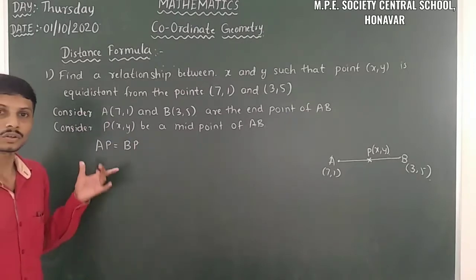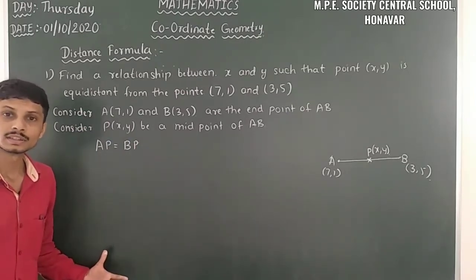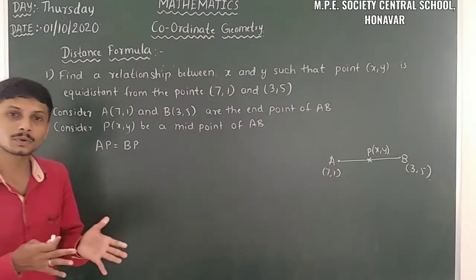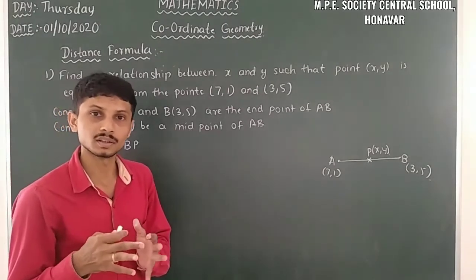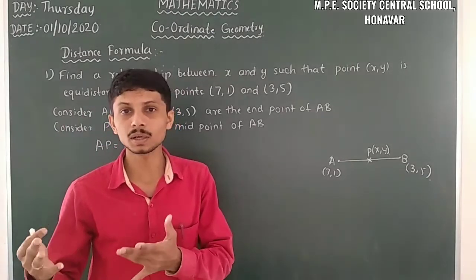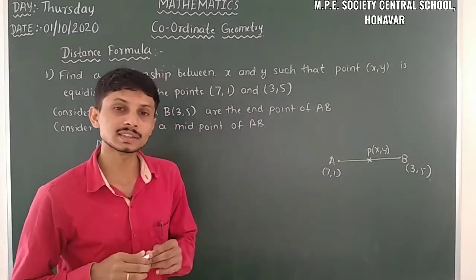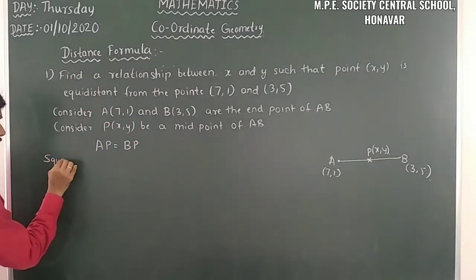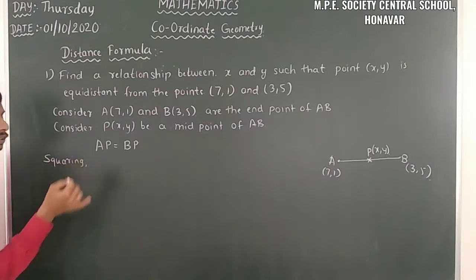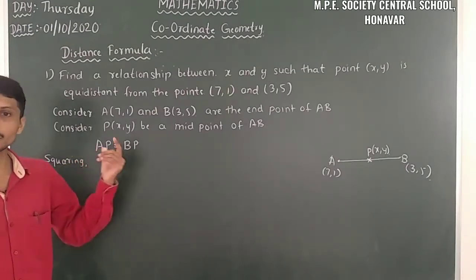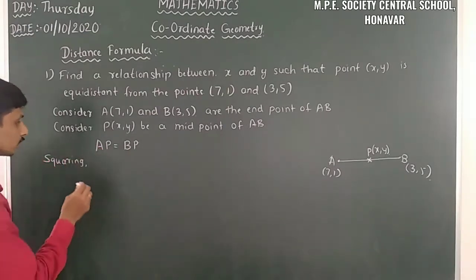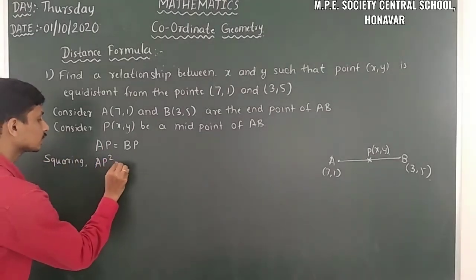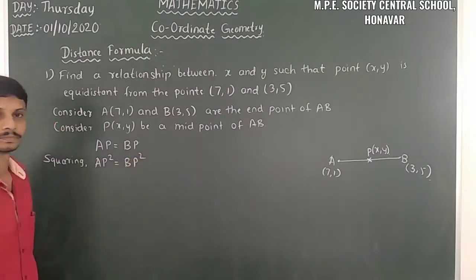Here we have to insert the distance formula. Just observe, the distance formula: distance square is equal to (x2 minus x1) square plus (y2 minus y1) square. Let us take squares on both sides. Squaring makes it easier for us. Firstly we have to remove the square roots. AP square is equal to BP square.